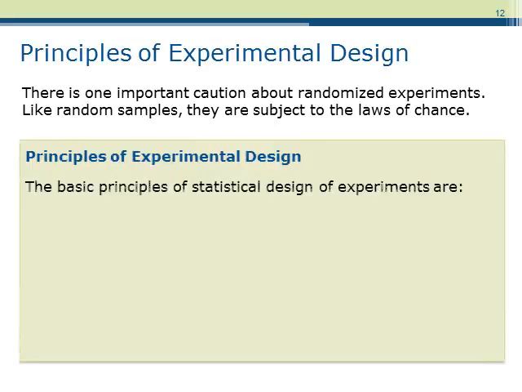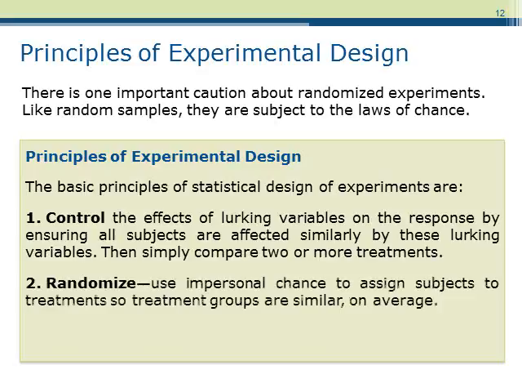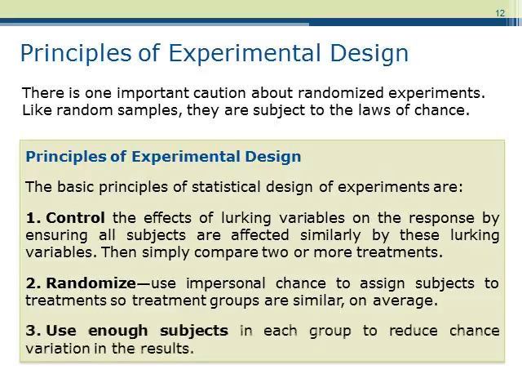Just as with sample surveys, experiments are always subject to the laws of chance. So, when designing an experiment, ensure that the effects of lurking variables are controlled, and groups are assigned randomly. This helps remove bias in our experiment. And finally, use enough subjects. This reduces variability in our results.